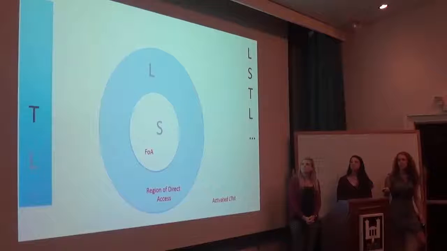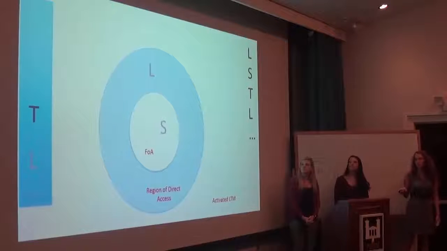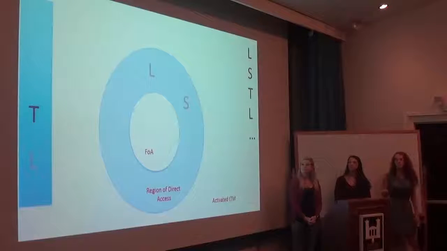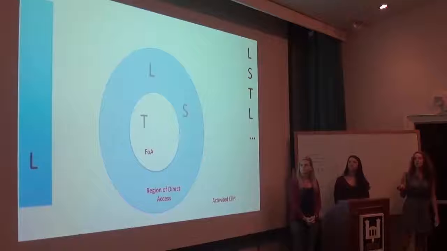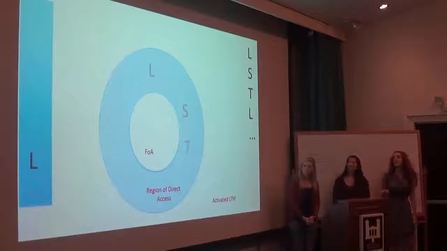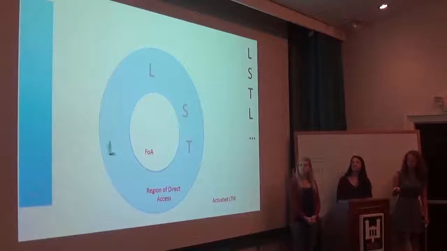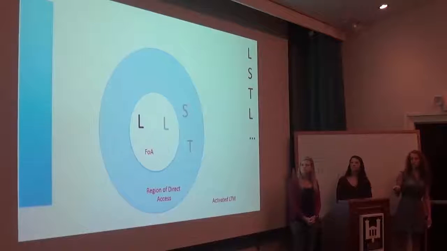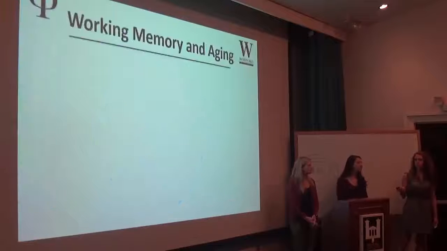And then the participant is presented with a T, and so the S moves into the region of direct access, the T moves into the FOA, and then again the decision would be no because the L would be two back, not three back. Then the participant would be presented with an L, the T would move into the region of direct access, the L into the FOA, and then the other L would move back into the FOA for comparison, and the decision would be yes.